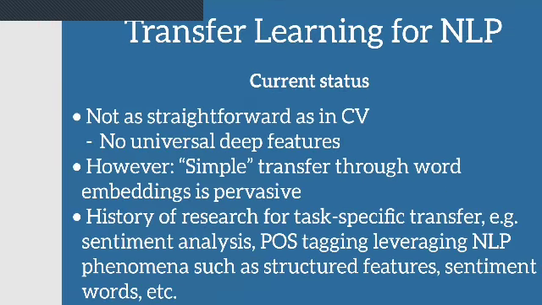Transfer learning for NLP is not as straightforward as in computer vision. It needs universality of features. However, simple transfer through word embeddings is possible. There is a history of research on task-specific transfers, for example sentiment analysis and POS tagging, which are easily possible.